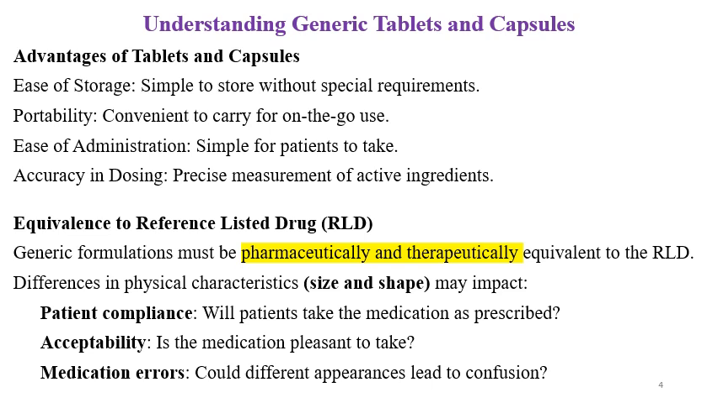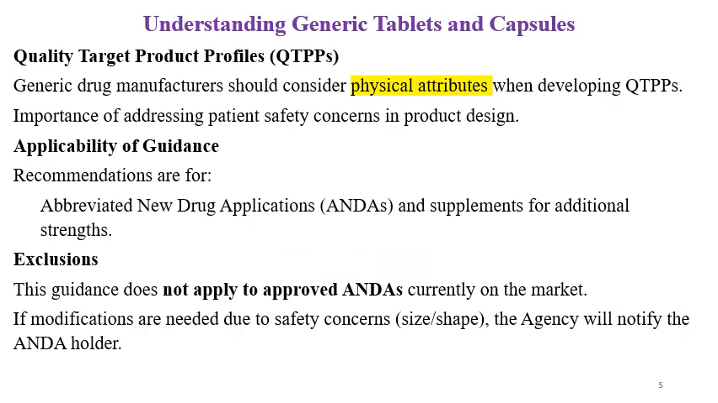It covers the physical attributes, and differences in physical characteristics like size and shape may have an impact on patient compliance, acceptability and medication errors. So to avoid those things, whenever you are working on generic formulations, include size and shape in the QTPP, that is the quality target product profile. Generic drug manufacturers should consider physical attributes when developing the QTPP for a formulation. Importance of addressing patient safety concerns in the product design. So in the design stage, consider size and shape.